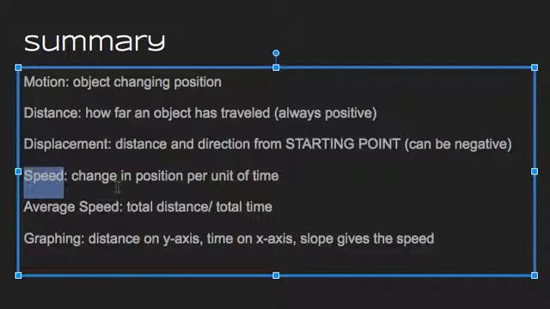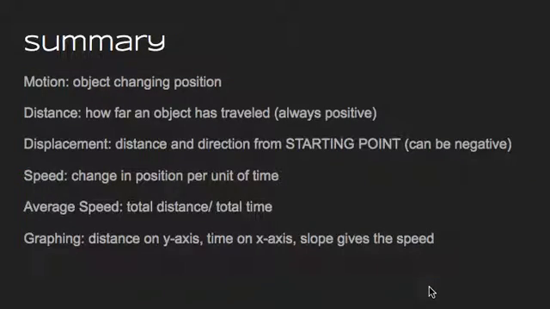Speed is considered a change in position per unit of time, or the distance divided by time. Average speed is total distance over total time. And then when we're graphing, when we do a distance-time graph, we always do the distance on the y-axis, time on the x-axis. The slope of that line will give us the speed of the object. That's everything that you need for your first lesson on forces and motion, and I'll see you in class.